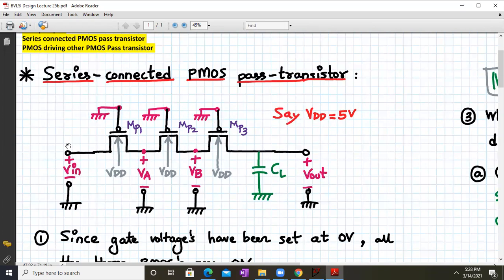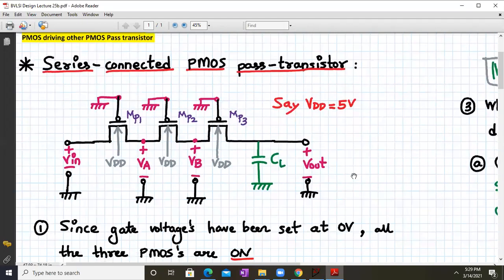And we have applied Vin. So Vin can be logic 0, that is 0 volt, or logic 1, that is 5 volt. And the substrate terminal or the body terminal of all the PMOS transistors are tied to the VDD voltage, that is 5 volt. So what is the scenario over here? When we apply Vin as 5 volt, logic 1, what is the value of VA, what is the value of VB, and what is the value of Vout? And then next, when we apply Vin as logic 0, that is 0 volt, what is the value of VA, VB, and Vout? So that is the question which we need to answer.